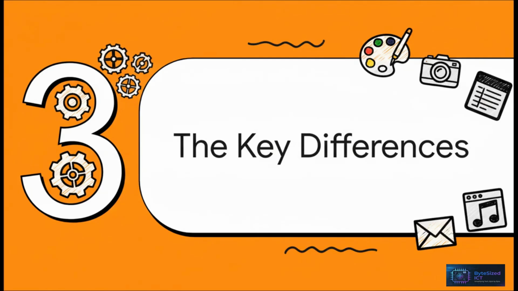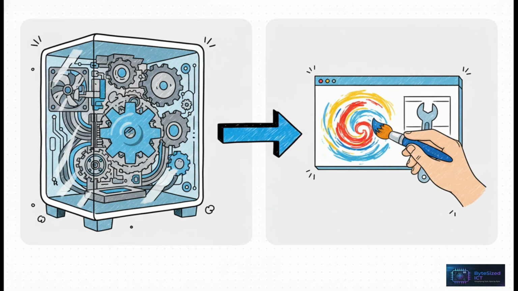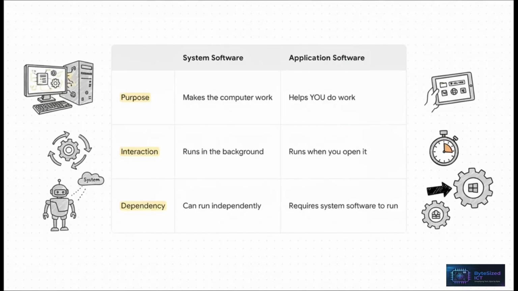Okay, so now we know who the players are. Let's put them head to head. This is where it all clicks into place and becomes super easy to remember. So, just to recap, on one side, you've got the system software. That's the engine. It's what makes the machine actually run. And on the other side, you've got the application software. Those are the tools that let you do stuff with the machine. They absolutely work together, but their jobs couldn't be more different. This chart right here just lays it all out.